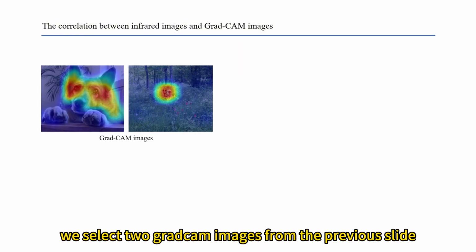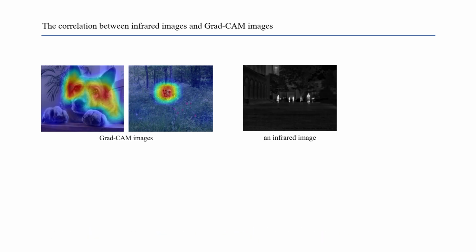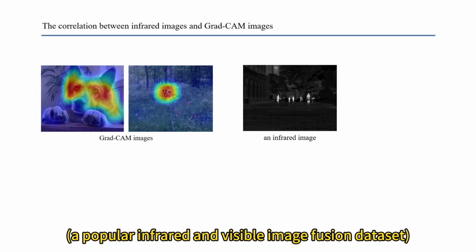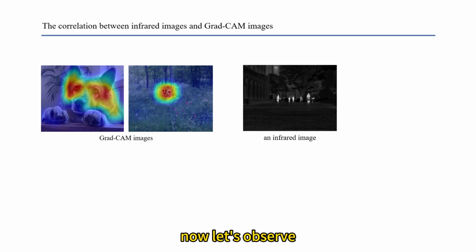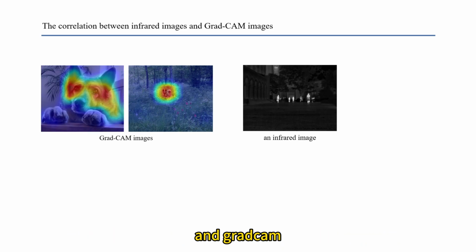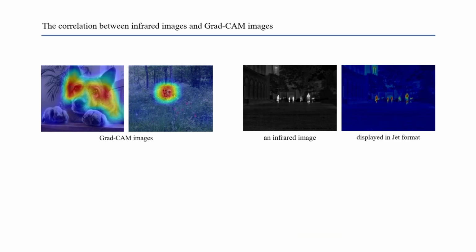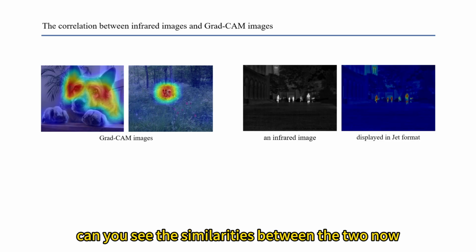Now, let's officially move on to the topic of our work. First, we select two Grad-CAM images from the previous slide, and then randomly choose an infrared image from MSRS, a popular infrared and visible image fusion dataset. Now, let's observe what similarities there are between infrared images and Grad-CAM images. Well, if you still can't see it, we'll further display this infrared image in the form of JET. Can you see the similarities between the two now?